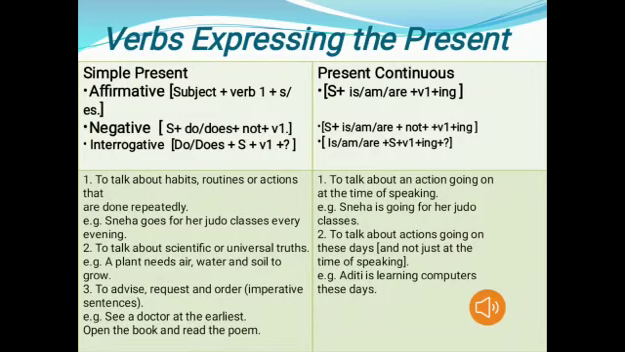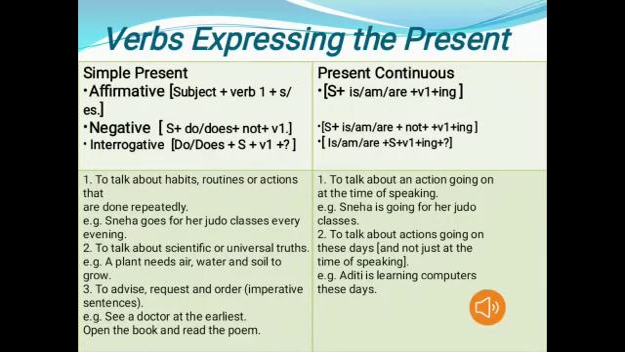Now come to simple present tense. Number 2. Simple present tense, to talk about scientific or universal truth. For example, a plant needs air, water and soil to grow. Whenever we talk about scientific truths or universal truths, because these truths can never be changed, they remain the same as they are, so we use only simple present tense.